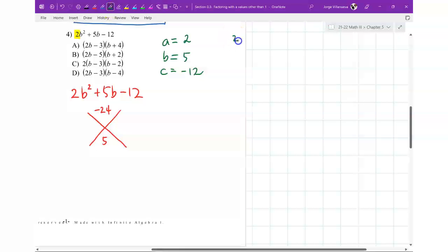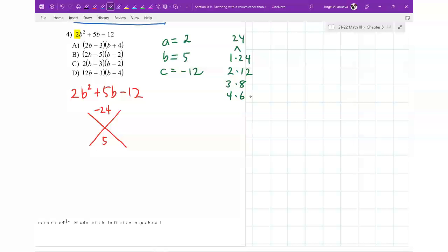So let me just write them down right here. 1 times 24, 2 times 12, 3 times 8, 4 times 6. Those are all my factors of 24. Which combination will give me a 5 when I add or subtract them and multiply to 24? A negative 3 and an 8. So I'm going to use this combination right here. 3 and 8. Okay, because 3 times 8 is 24. 8 minus 3 is a 5, right?